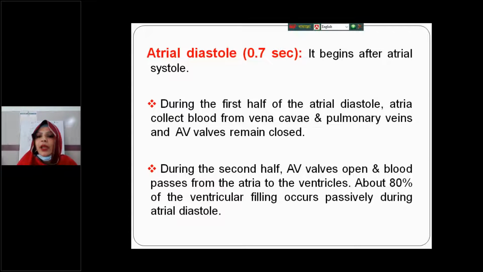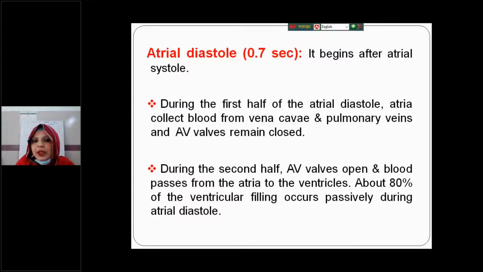During the second half, whenever the right atrium and left atrium are filled with blood, so much blood is filled up that blood rushes from the right atrium to the right ventricle, and from the left atrium towards the left ventricle, passively. That is, there is no need of active contraction. Diastole means relaxation. There is no muscular contraction here.